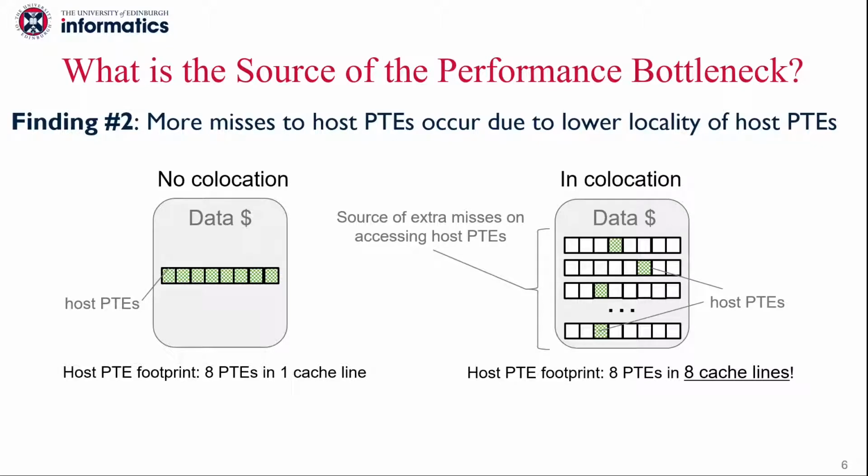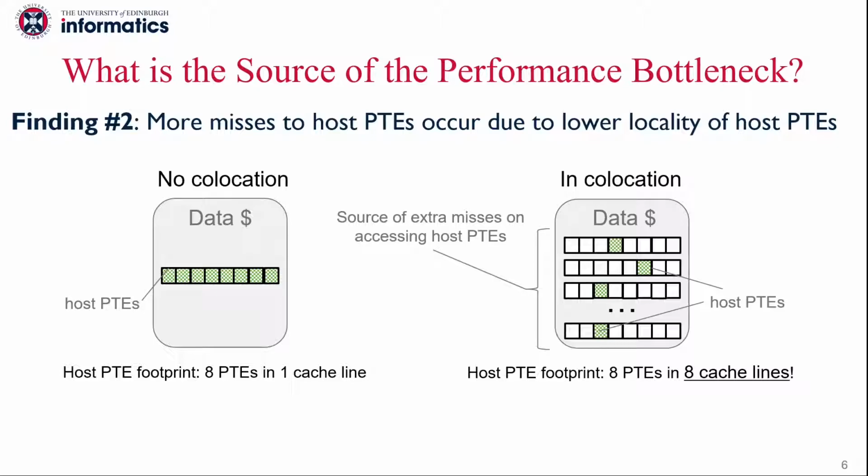And the answer to the question is that an increased number of cache misses during accesses to host PTEs occurs due to the lower locality of host PTEs in collocation. Namely, in collocation, host PTEs of nearby pages are not located in the same cache line, but are scattered among multiple cache lines. As a result, the host PTE footprint is larger in collocation than during standalone execution.